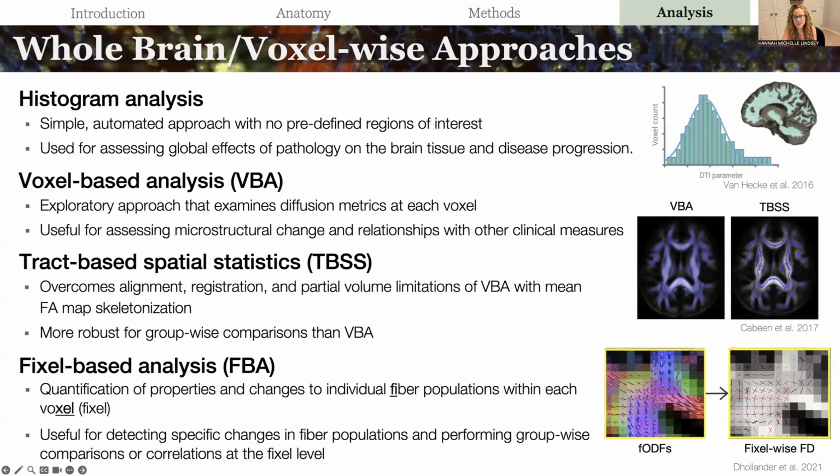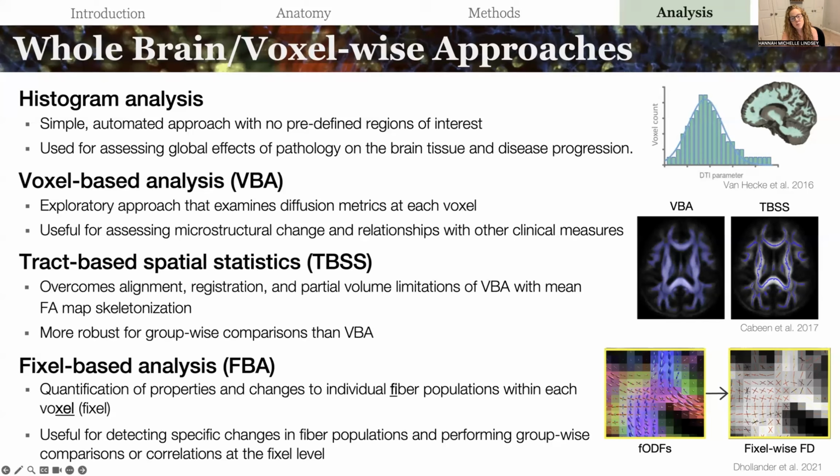Fixel-based analysis is an advanced diffusion technique that analyzes white matter microstructure and connectivity at the level of fixels, which represent individual fiber populations within the voxel. FBA resolves the challenges of crossing fibers and complex geometries that traditional voxel-based or track-based methods can't. It does this by segmenting fixels from fiber ODFs or FODFs, which are estimated from constrained spherical deconvolution.